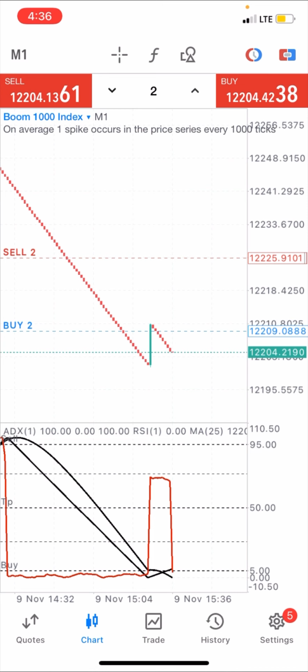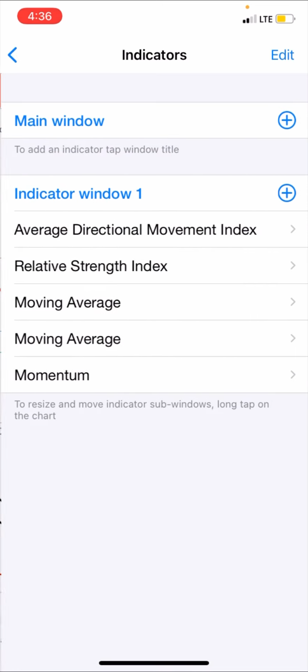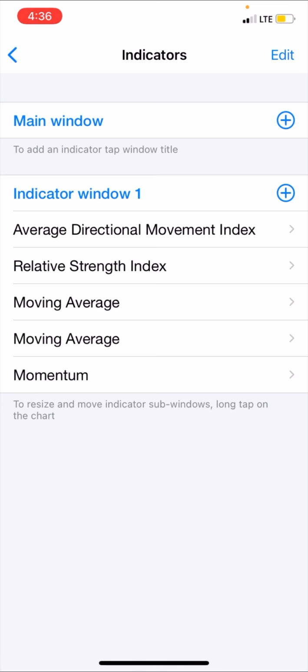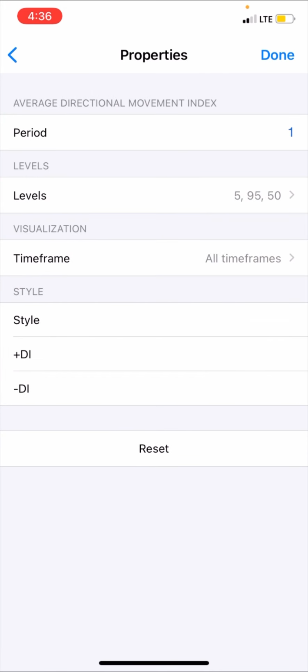So let's go into the details of the indicators. You're going to be needing average directional movement index. You're going to be needing relative strength index, moving average, and another moving average, and then momentum. So these are the parameters. Period 1, levels 5, 95, 50. All right, all time frames. Set stop. Click done if you are done with that.